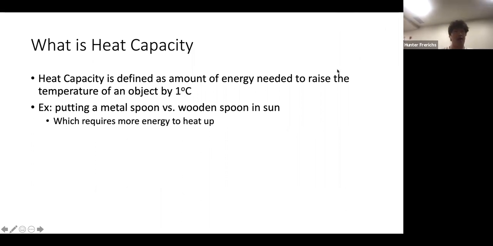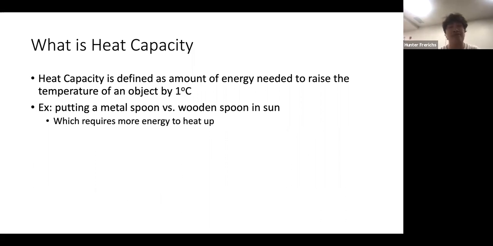Putting a metal spoon versus a wooden spoon in the sun. If you put any object in the sun and compare their heat capacity, they will eventually start heating up, and you'll notice a fair amount of difference in which one is hotter. The wooden spoon will not feel as hot as the metal spoon, because when you touch the metal, you'll be like, ow.